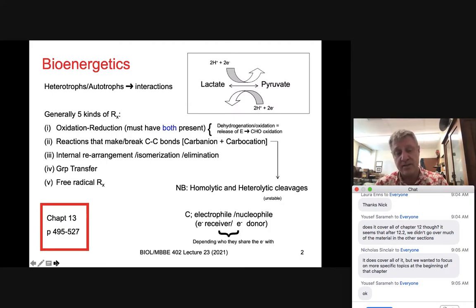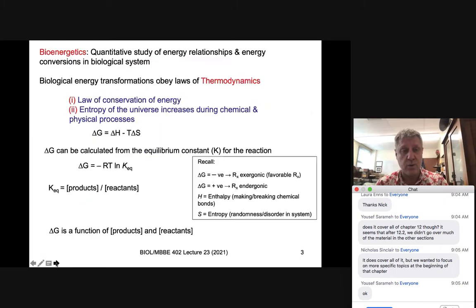and discussing up to 527, which is the opening to bioenergetics and our metabolic pathways, which will be the focus of the remaining part of this course. So let's have a look at bioenergetics specifically, where it's the quantitative relationship of energy and the conversion of that energy within a biological system. Remember, we have closed biological systems and open biological systems.